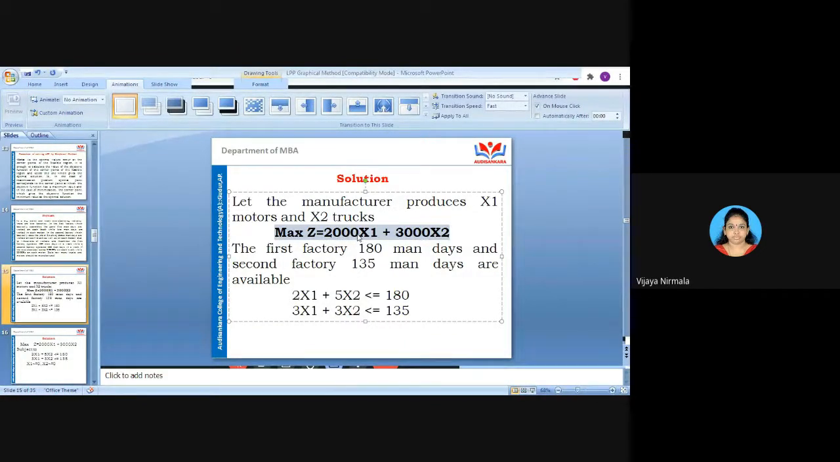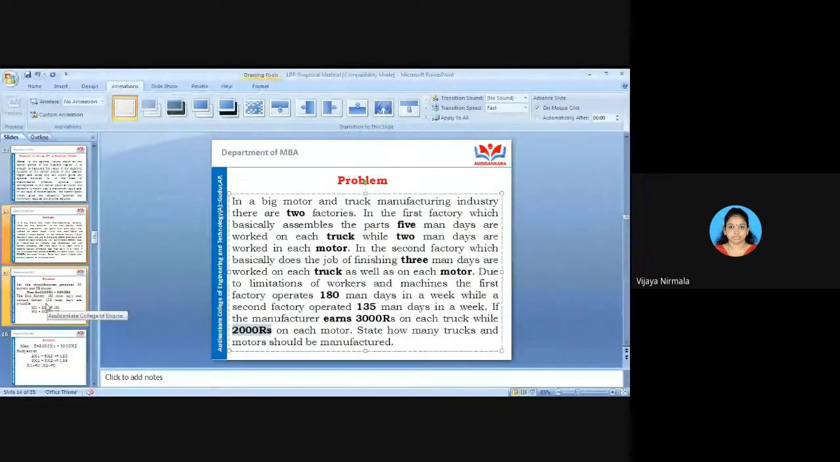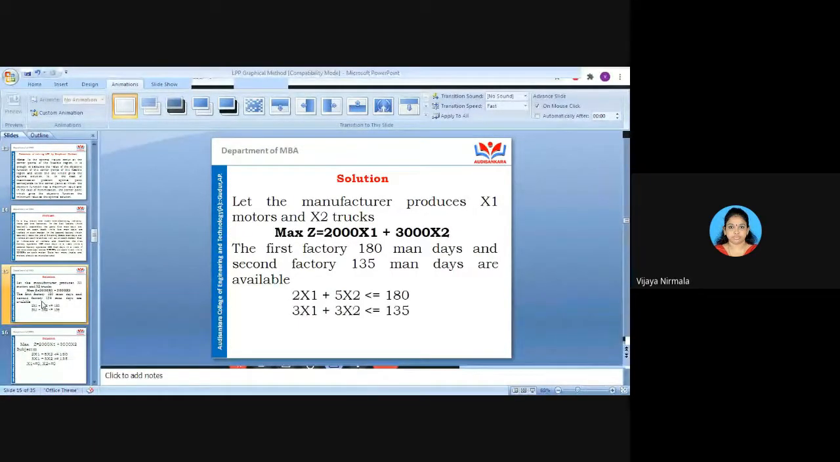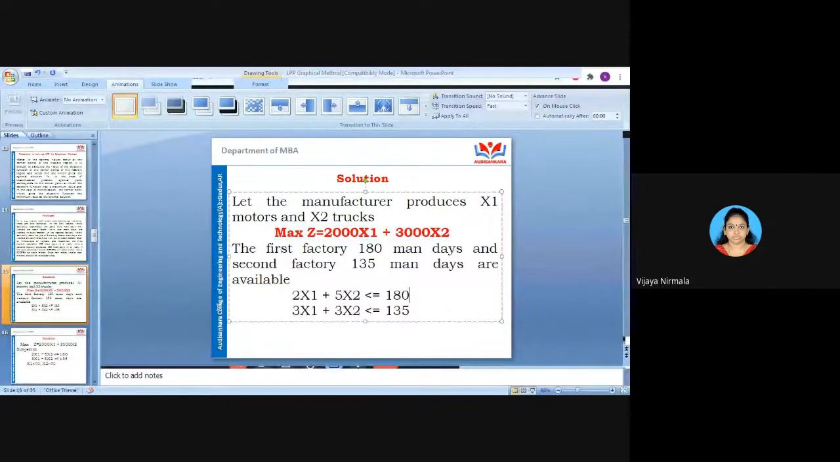You can also write 3,000 first. If you take truck as X1, you can write 3,000 X1 plus, if you take motor as X2, 2,000 X2. That is not a problem. Whichever way you take it, you have to remember in that problem which is X1 and which is X2. I have taken X1 as motors and X2 as trucks. So maximize Z is equal to 2,000 X1 plus 3,000 X2.